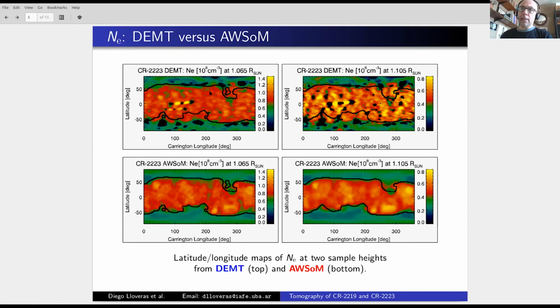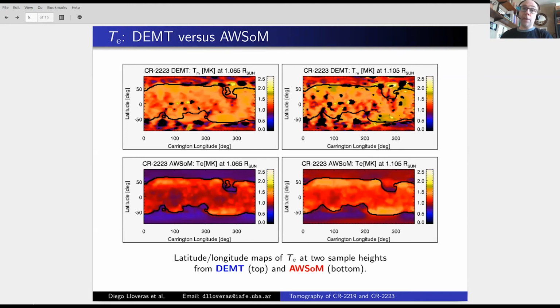Now, in the top panels, you see the tomographic reconstruction, and overplotted, the black lines are the same as below. Those are the coronal hole boundaries from the model. As you can see, there is an excellent agreement in general between the structure of the coronal hole boundary and the streamer recovered by the tomography, in the sense that the highest density region is basically contained within the closed regions.